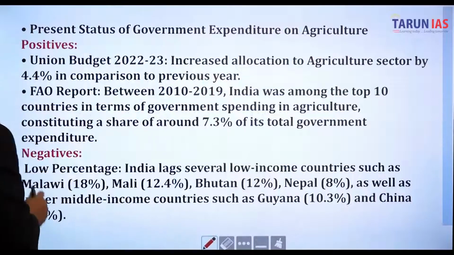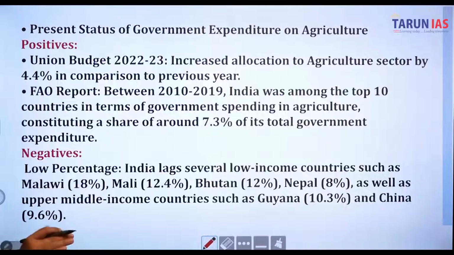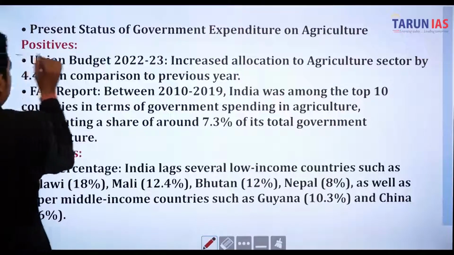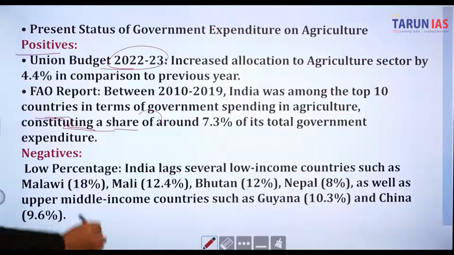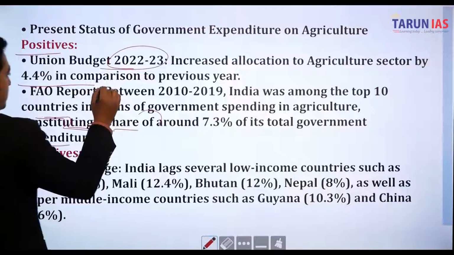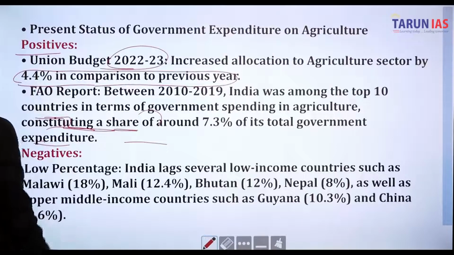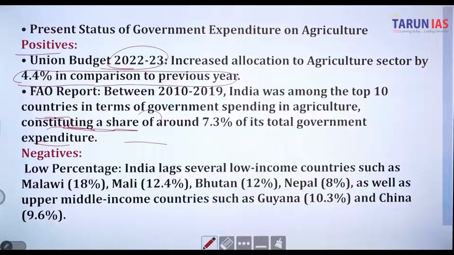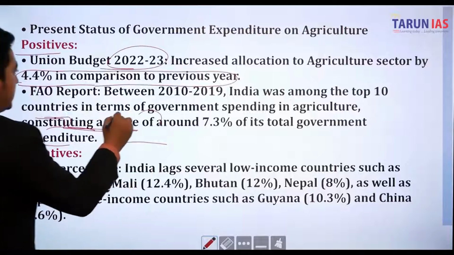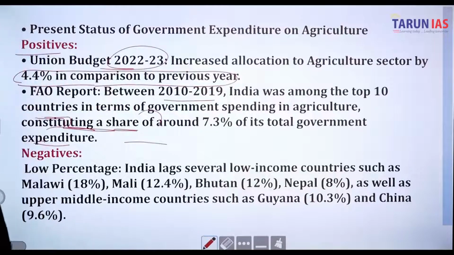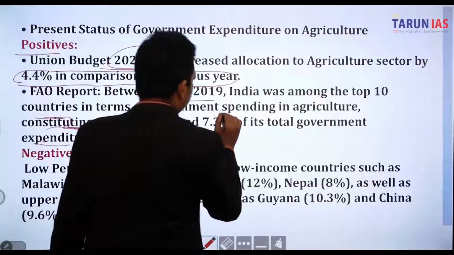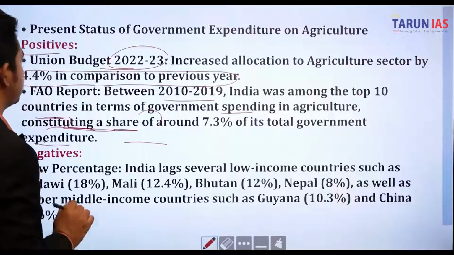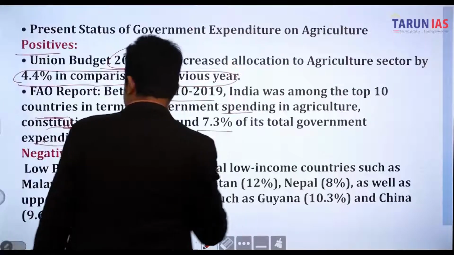So we have to understand the data: the present status of government expenditure on agriculture is positive. In this budget 2022-23, the allocation to the agriculture sector increased by 4.4% in comparison to the previous year. And as per the FAO report, Food and Agriculture Organization, between 2010 and 2019, India was among the top 10 countries in terms of government spending on agriculture. It means in our country more of the amount is spent on agriculture, constituting a share of around 7.3% of total government expenditure.